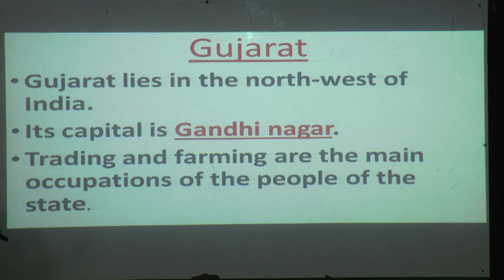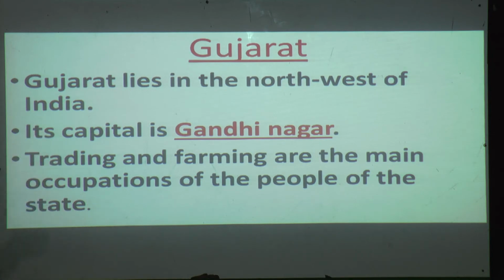Gujarat lies in the northwest of India. Where does it lie? It lies on the north-west side. Now what is the capital of Gujarat? You all know it. That is Gandhinagar.